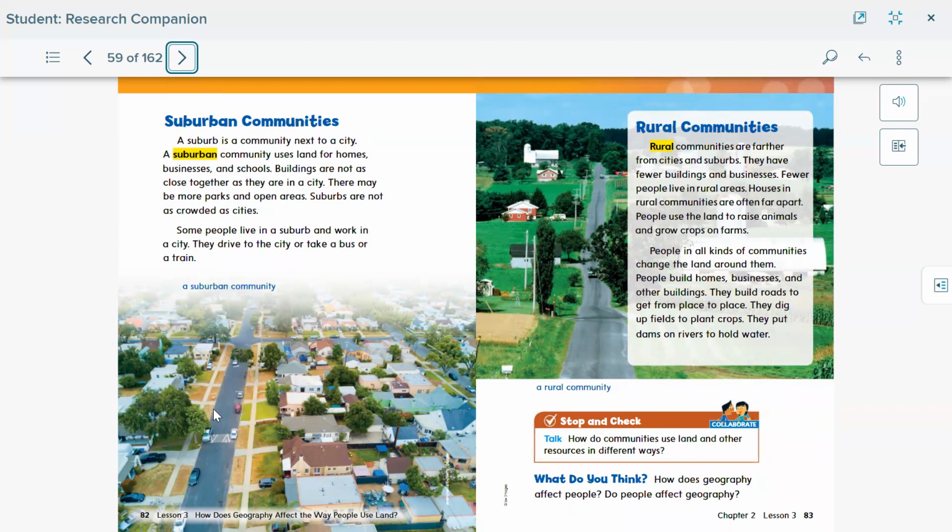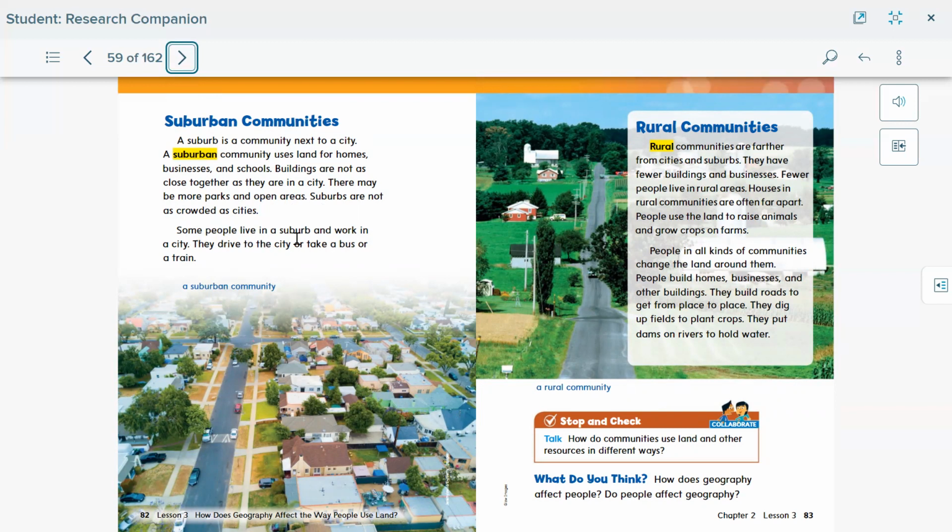The streets are not that crowded and busy like in a city. There may be more parks and open areas, so people can go for outdoor picnics or outdoor activities. And of course, less crowded as a city.